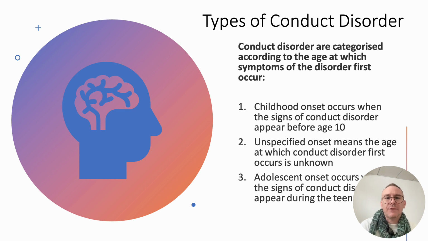Okay, so types of conduct disorder. Conduct disorder is categorized according to the age at which the symptoms first start to present. Childhood onset occurs when the signs of conduct disorder appear before the age of 10. Unspecified onset means the age at which the disorder first presented is unknown, and adolescent onset is where the signs or indicators would appear during those teen years.